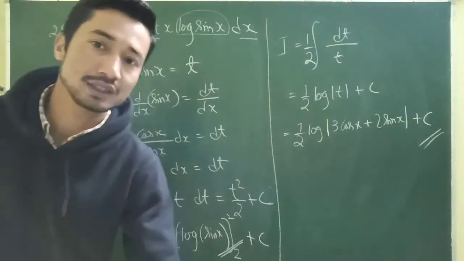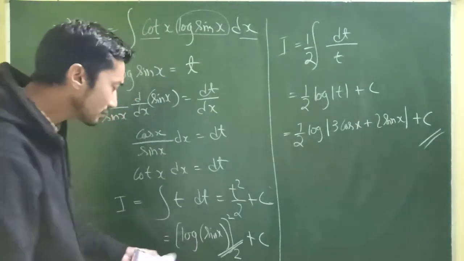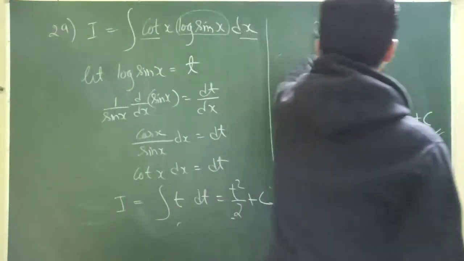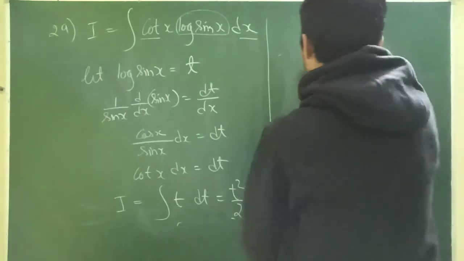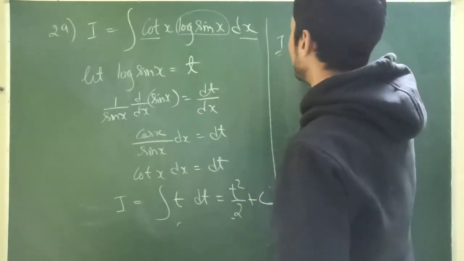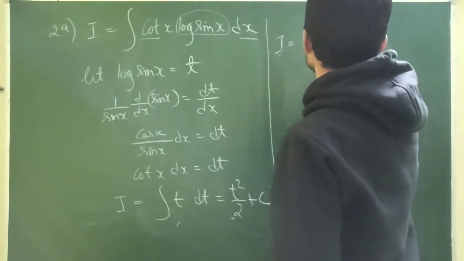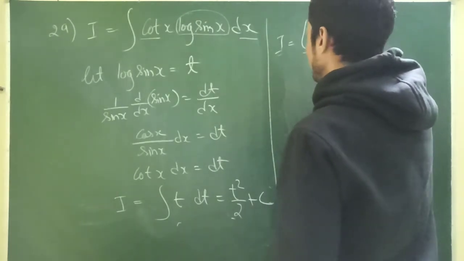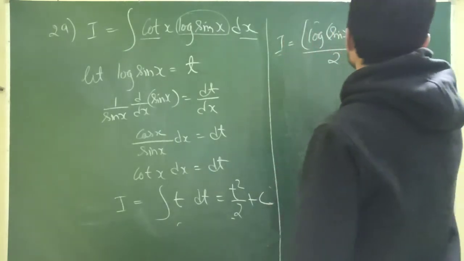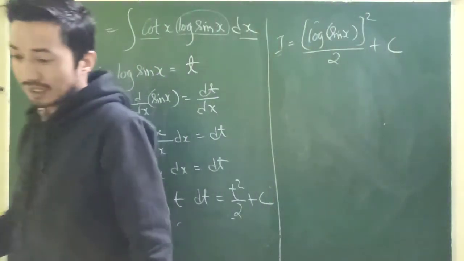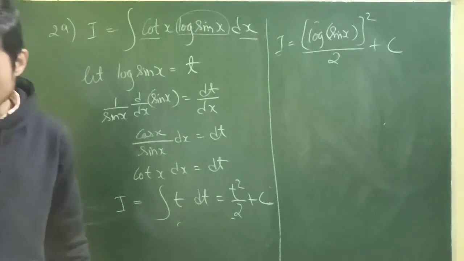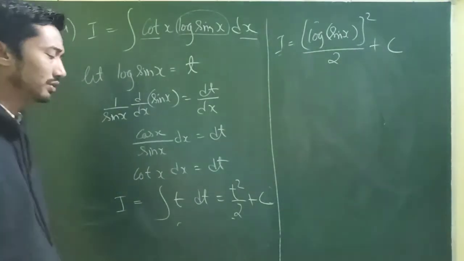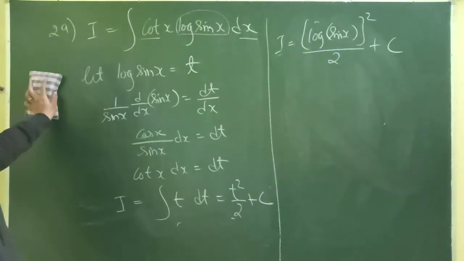Is it clear? I think that's fine. Okay, I'll just write it up there also if it may not be very clear. So anyway, you can note down. So that I is log sin x whole square divided by 2 plus c. You can leave it there also, not a big issue there. Okay, alright.